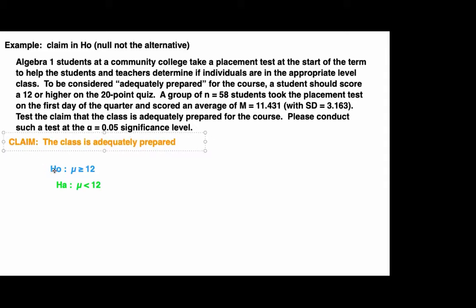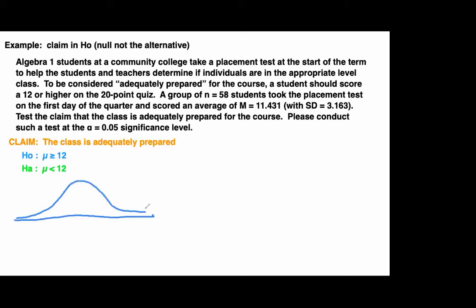All right, so there's our claim. The claim is represented as the null hypothesis, and here is the result that we're looking for. Now, again, if we just make a quick sketch of the scenario we're looking at, the average of the tests is centered at 12 or greater. It's 12 or greater.